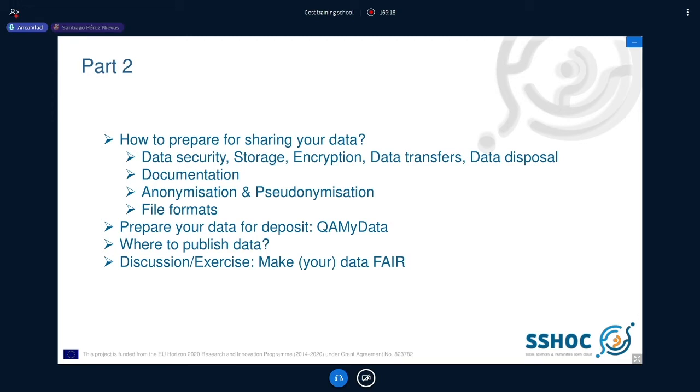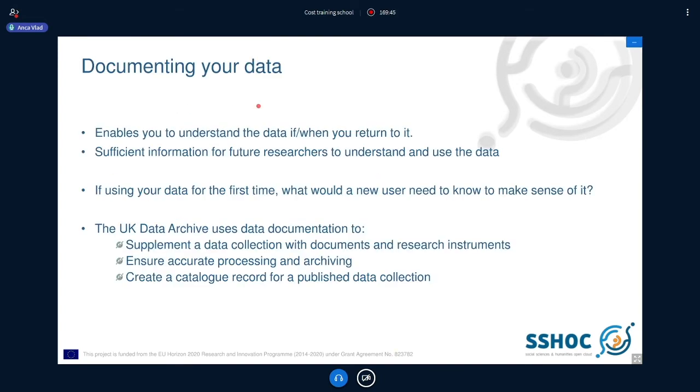How to prepare for sharing data. So now we're going to look in more detail at data management and how to prepare in advance to ensure that we publish FAIR data, right? And we're going to look at security, storage, encryption, documentation, anonymization and pseudonymization, file formats, and then we have the quick demo of QMI data, and then a quick discussion. Okay, right. So documenting data.